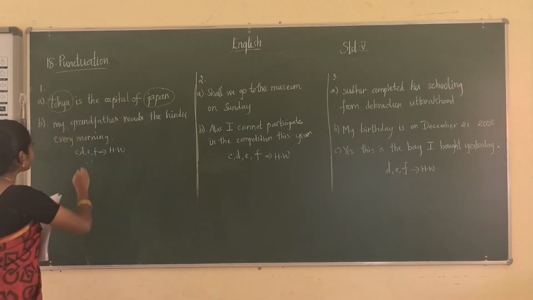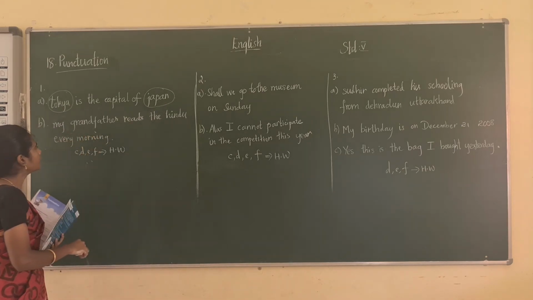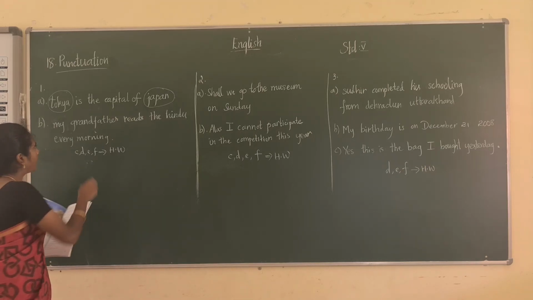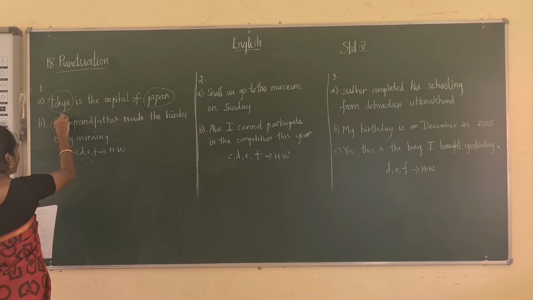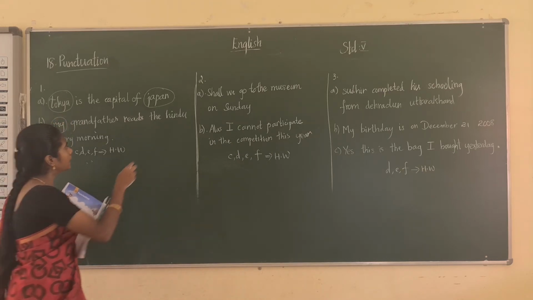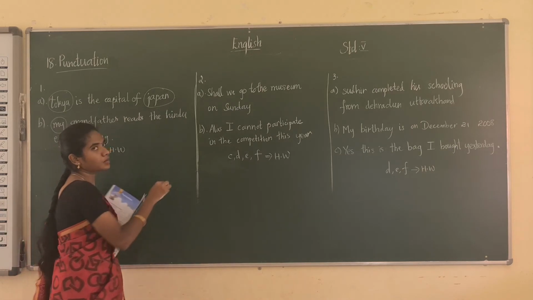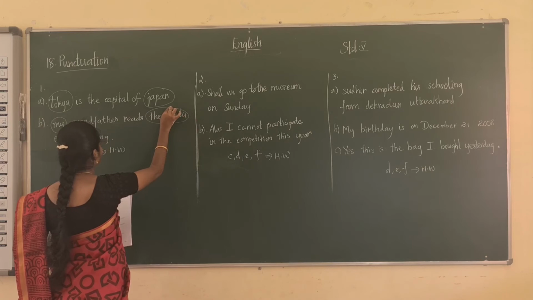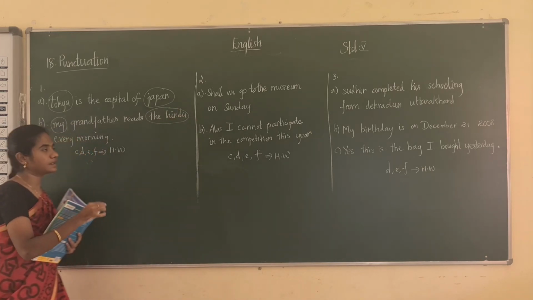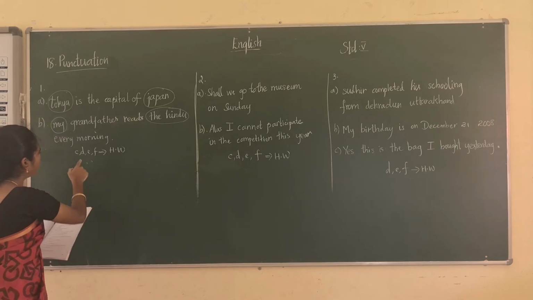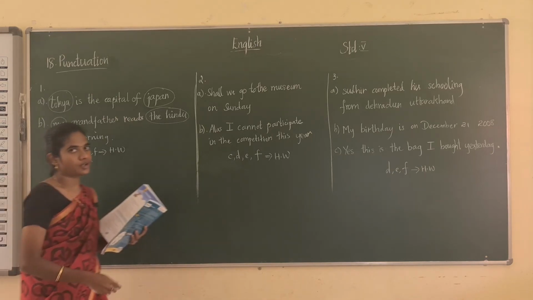Just circle the words where you need a capital letter. My grandfather reads The Hindu every morning. So in that, My should be written in a capital letter. Then The Hindu, a newspaper name, so for that you have to use capital letters, T as a capital and H as a capital. And the remaining C, D, E, F are homework for you.